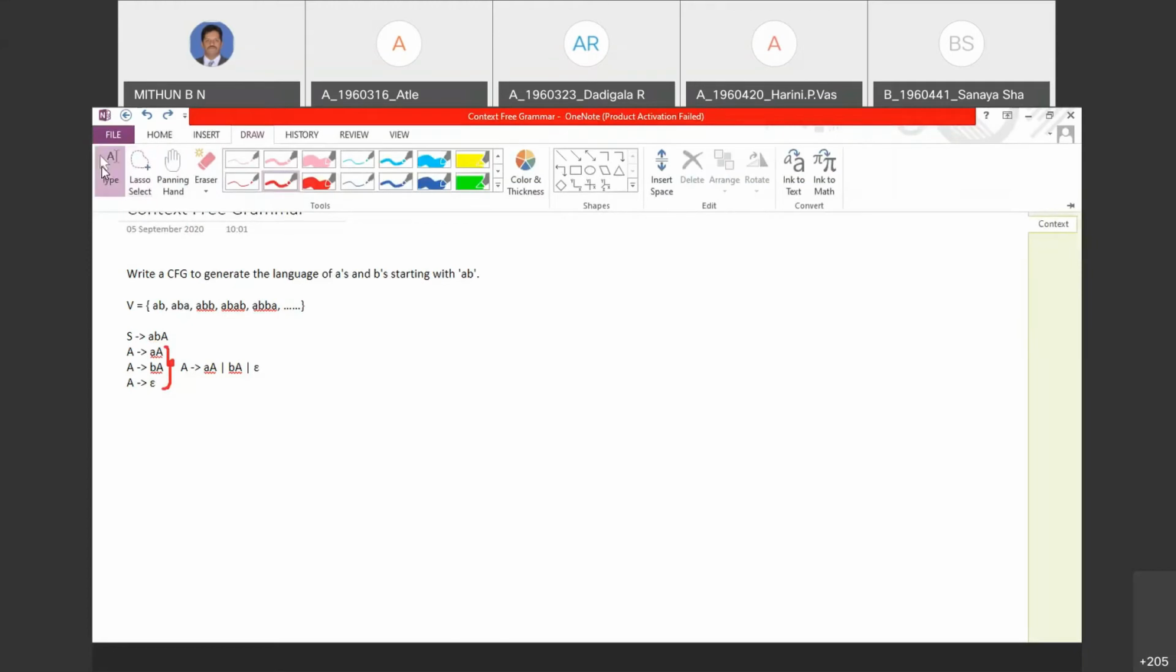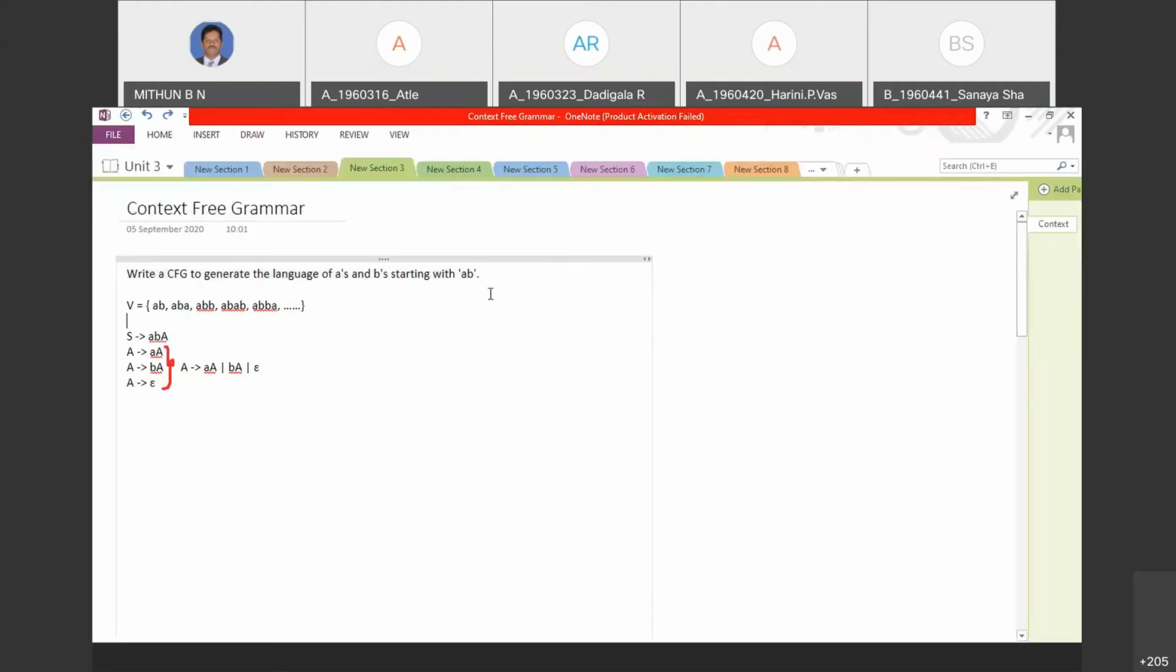Let's go for the next problem. We wrote it for strings starting with AB. Now we go for writing the language of A's and B's ending with AB. Again, it's better to list out the strings and then move forward. If you are comfortable, no sir, I can manage without writing strings, that is also not an issue. But I personally request you to write the strings before you accept it. S can be replaced by AB would remain the same.